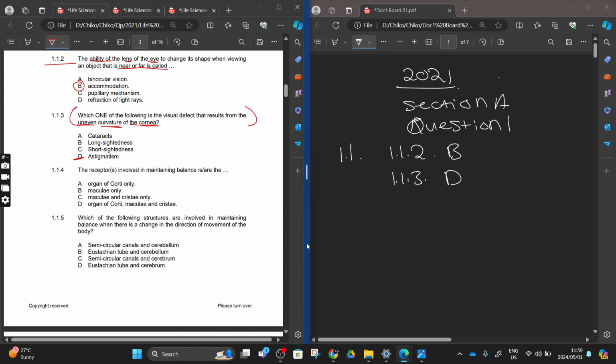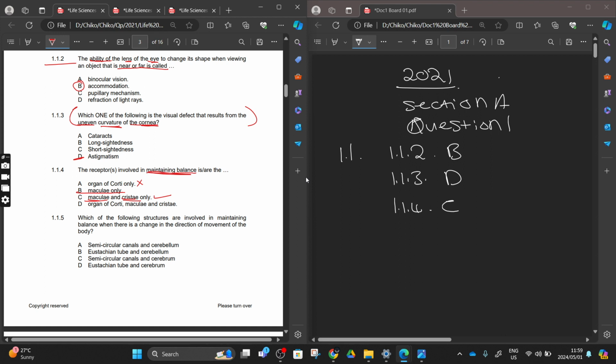Then 1.1.4, the receptors involved in maintaining balance. Yes, we also did this. The receptors involved in maintaining balance are the organ of Corti? No. Maculae only? Yes, but we also have maculae and cristae. So this one will not be the correct answer. We are going to choose number C, because it's the maculae and cristae that are maintaining the balance, the two of them, right?